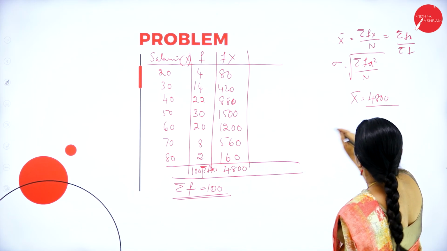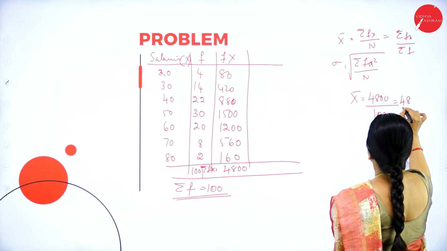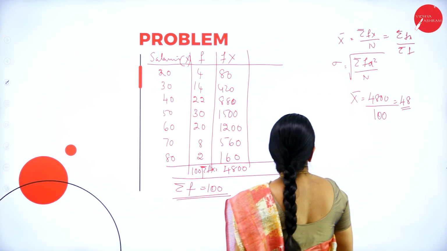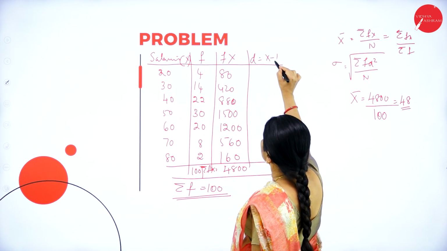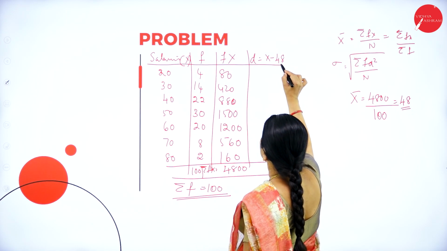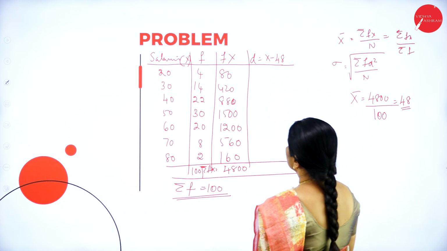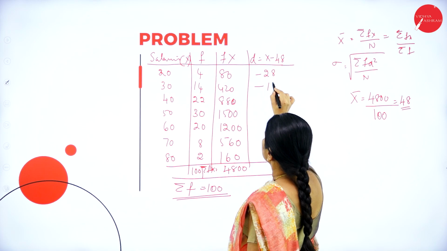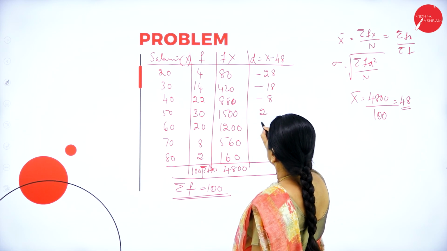So sigma f is 100. So the mean equals 48. So 48 is the mean. Now I just take the d here. The d will be x minus 48. So 20 minus 48 is minus 28, minus 18, minus 8, 2, 12, 22, 32.